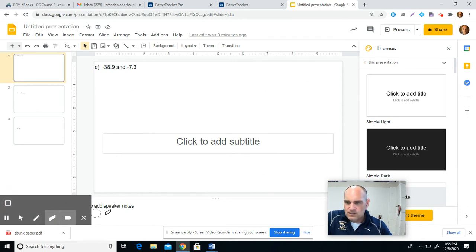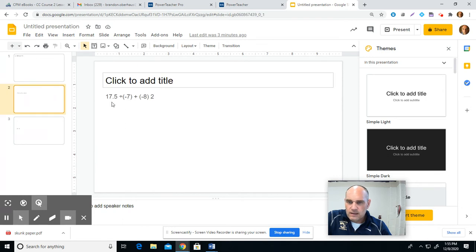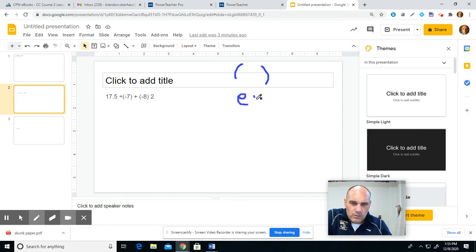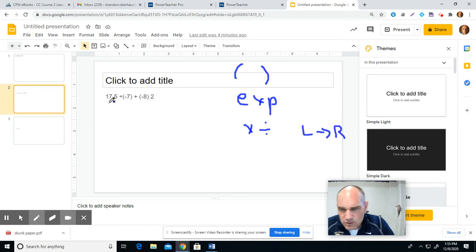Let's see, the next one is we got to simplify this. All right. So order of operations, we always do parentheses first. I don't see any parentheses to work inside of here. Then we do exponents. Don't see any exponents here. Then we multiply or divide. And in this one, we actually have two of them. We have division and multiplication. And so we always go from left to right if we have both of them. So if I do this from left to right, that means I'm going to do this first.